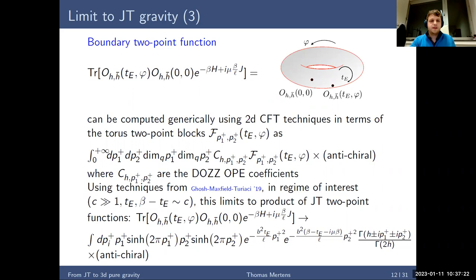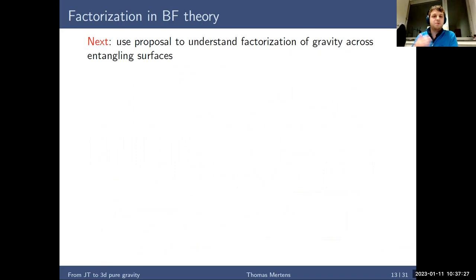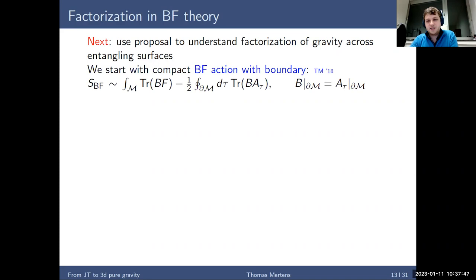So let's try to use this proposal of 3D gravity that's closely related to JT gravity to try to understand how factorization would work across entangling surfaces of 3D gravity. So let's first go back to the JT case, and I'll try to explain how that works, and then we can see how that can be generalized to 3D gravity. So let's first go to something even simpler than JT. Let's go to a compact group BF model, on a geometry that has a boundary. So this is, again, the BF action. This is the boundary term with these boundary conditions on the boundary.